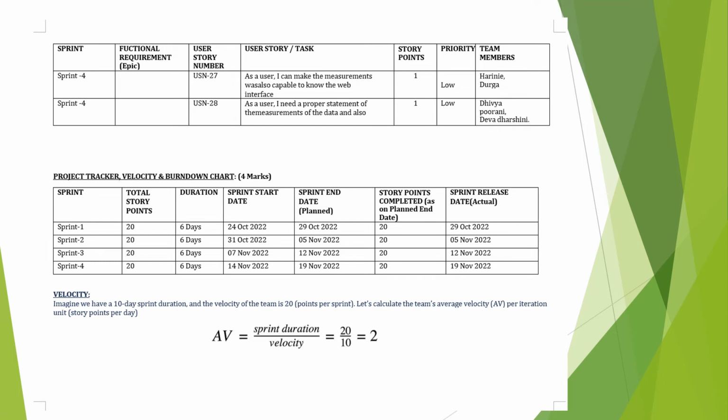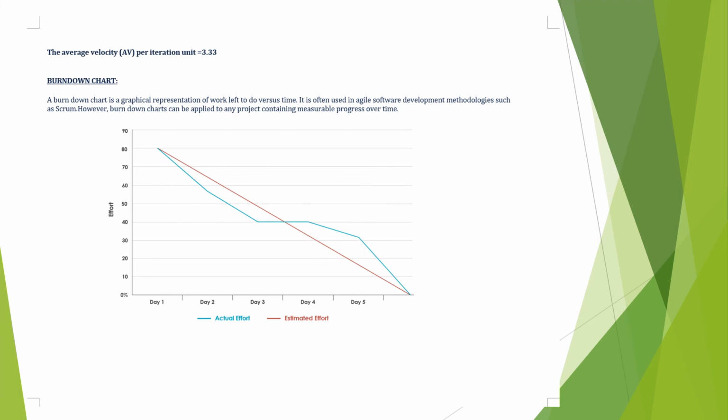As for scheduling, we created and calculated a project tracker. For Sprint 1 and 2, we estimated 7 days within 15 story points, and for Sprint 3 and 4, we estimated 6 days and 10 story points. But we did it in equal or less than the estimated time. And this is our burn down chart.